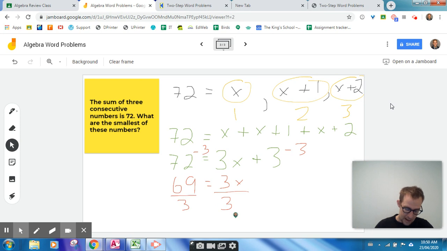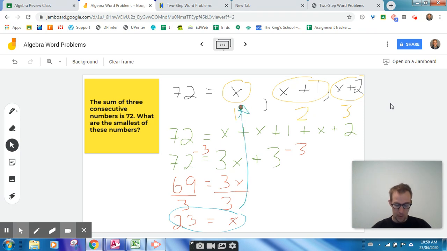We can say that x is equal to 23, because 3 times 3 is 9, and 3 times 20 is 60. So yes, 23. So that doesn't quite solve the problem because if we are listing terms, well, it does tell us what x is, and x is the first term.